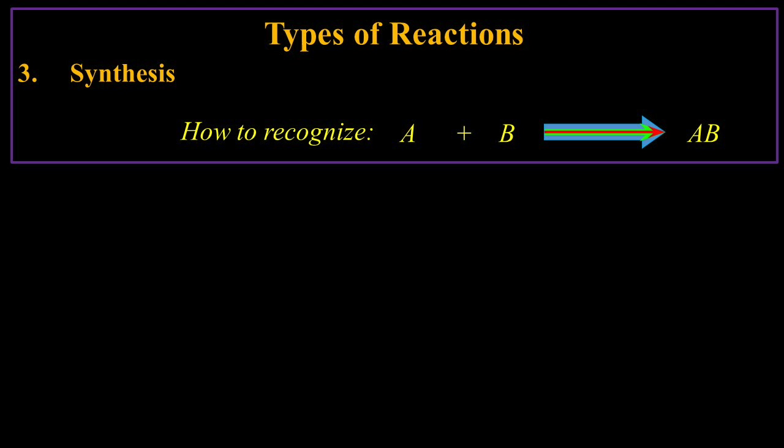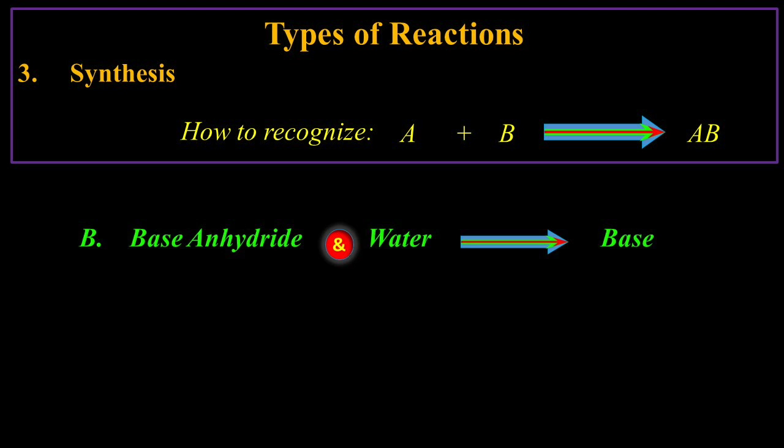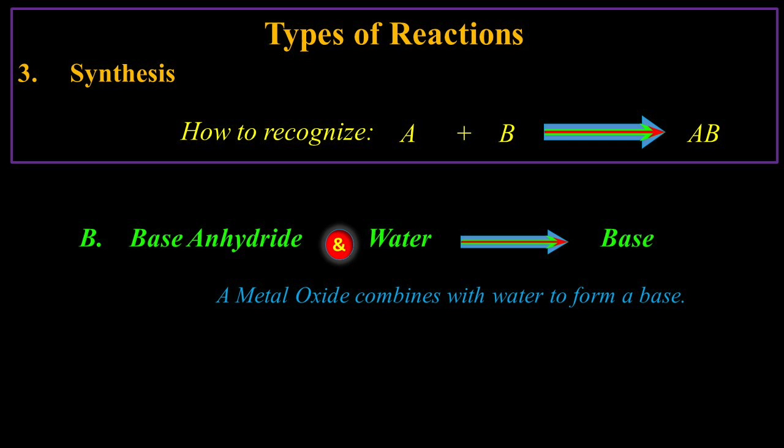So the next type will actually be two compounds making a more complex substance, and it's going to be a base anhydride and water. A base anhydride and water is going to form a base. What's a base anhydride? A base anhydride is a metal oxide. So if you take a metal oxide and add water to it, it's going to form a base. One thing that we'll do in class is we're going to manufacture magnesium oxide. If you take magnesium oxide and add water to it, you get magnesium hydroxide, which is a base, and you can test whether or not it's a base. So just remember that a metal oxide combines with water to form a base.